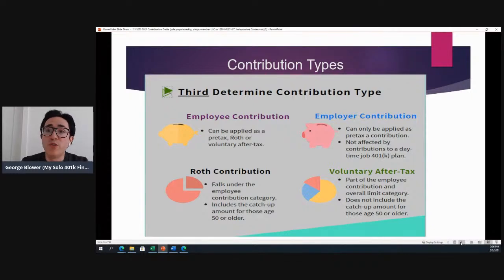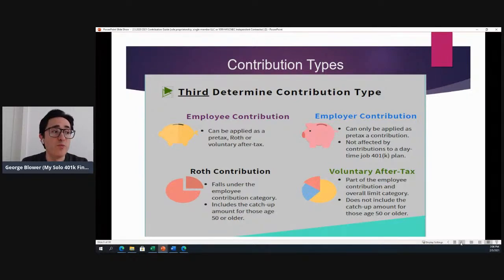Whereas employee contributions are impacted because the limit applies at the employee level. So you have to aggregate across all plans that you make contributions to as an employee. That's why one of the factors is asking whether or not you participate and make contributions to another 401k plan, like through a day job.